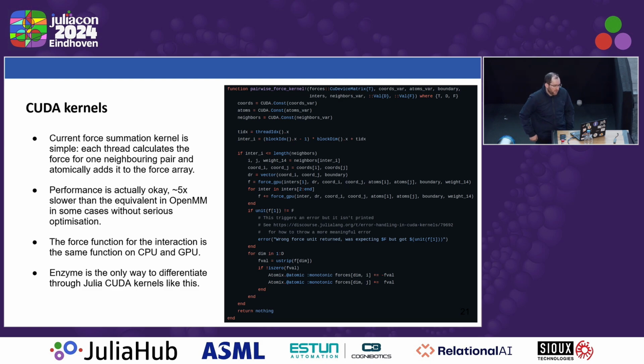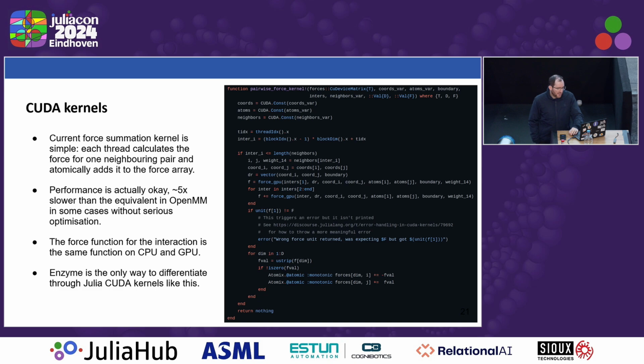So I mentioned GPU acceleration. We use the CUDA.jl kernel language. Currently, the force summation kernel is really simple. You can basically see the whole kernel on the right here. Each thread just calculates the force for one neighboring pair, and then atomically adds it to the force array. Given how simple this is, performance is actually okay. In some cases, it's about 5 times slower than OpenMM. In other cases, it's a bit slower than that.